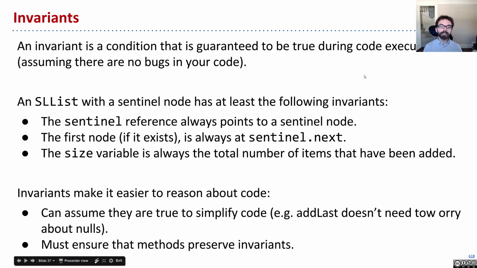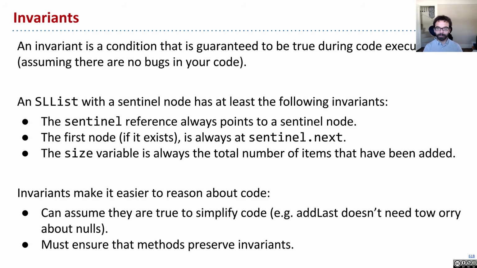We can generalize this idea of keeping things simple using the term invariant. So an invariant is simply a condition that is guaranteed to be true while your code is running, assuming you haven't messed something up. So it's the list of all the things that you can rely on, all the truths. So an SLList with a sentinel node has at least the following invariants.